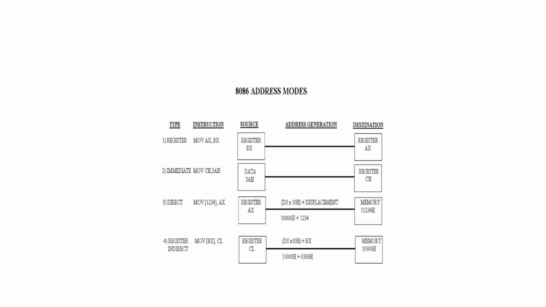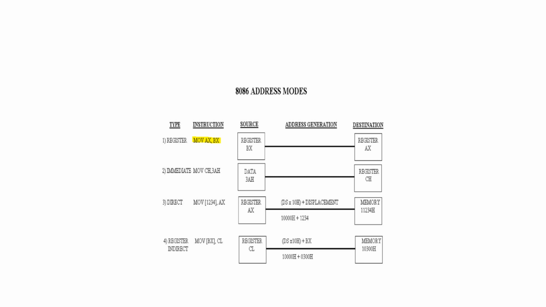And then the architecture of 8086 is over. Now we will see the addressing modes of 8086. There are different types of addressing mode. The first one is register addressing mode. Here I have mentioned the instruction MOV AX, BX. AX and BX are both 16-bit registers.